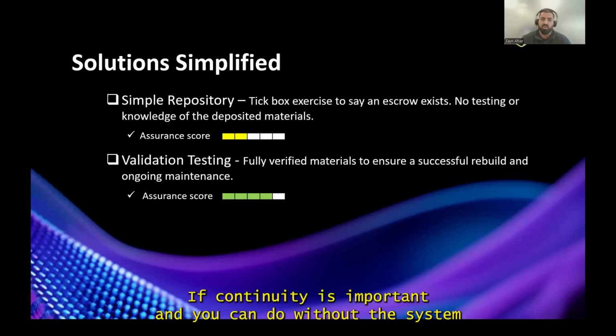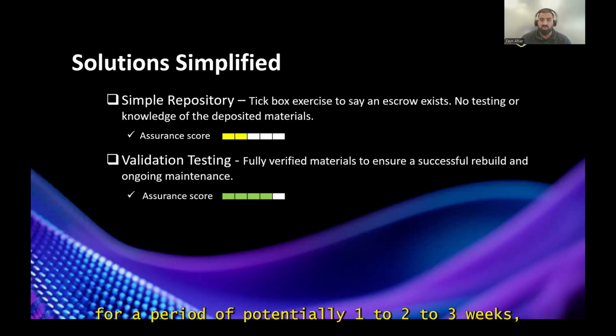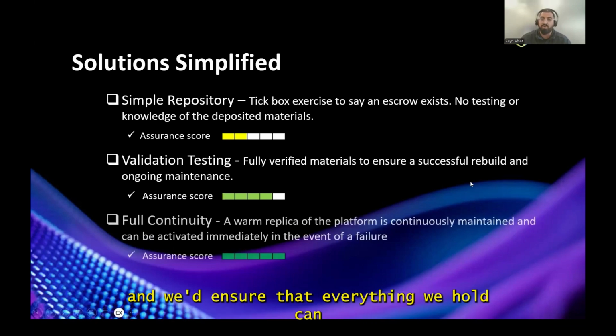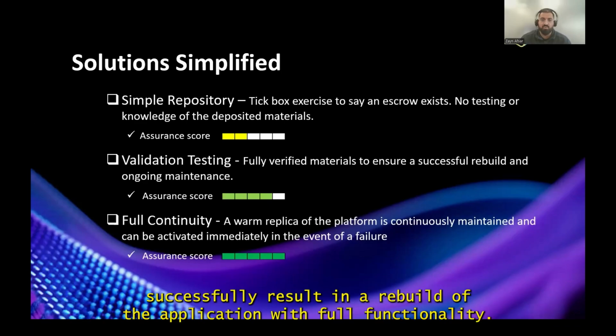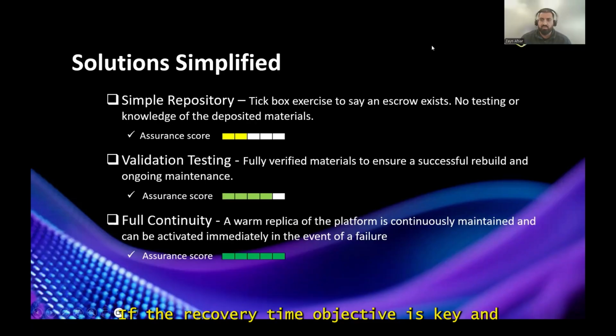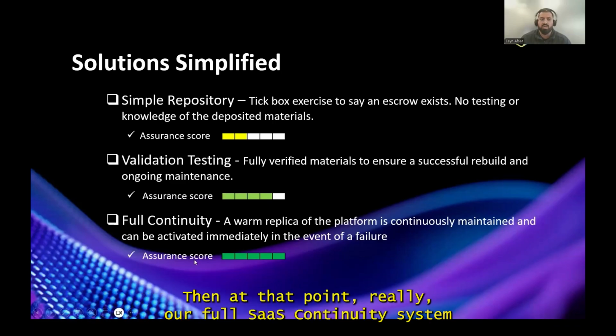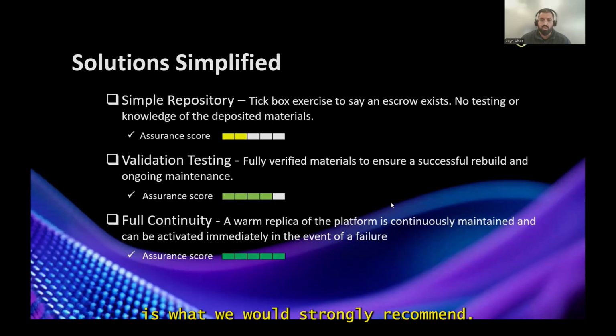If continuity is important and you can do without the system for a period of potentially one to two to three weeks, an escrow agreement with validation would do exactly what you need it to do, and we'd ensure that everything we hold can successfully result in a rebuild of the application with full functionality. If the recovery time objective is key and you would need almost instant access to the system in a disruption event, then our full SaaS continuity system is what we would strongly recommend.